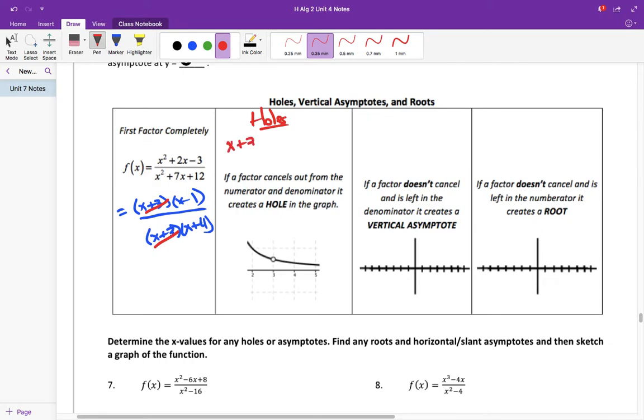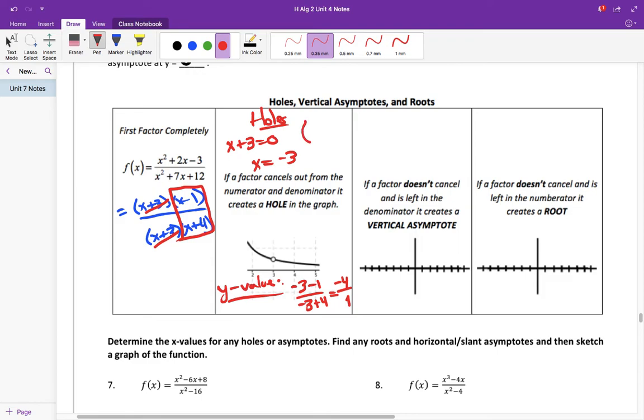The way you find that hole is you set whatever factor it is that you canceled equal to 0, and then you solve. So for this one, you'd have a hole at x equals negative 3. To find the y value of a hole, you take negative 3 and put that in for x in the remaining equation, meaning negative 3 minus 1 over negative 3 plus 4. Negative 3 minus 1 is negative 4. Negative 3 plus 4 is positive 1.